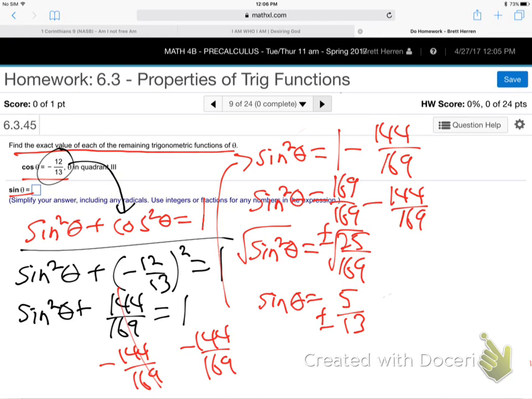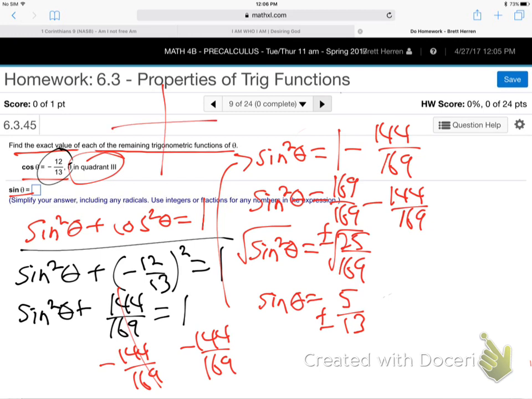Now, which is it? Plus or minus? How are we going to know? Is the sign plus 5/13 or minus 5/13? Minus? How do you know? Yeah, look over here at the quadrant. That's why they told us where it's at. Otherwise, we wouldn't know plus or minus. They're telling us what quadrant.